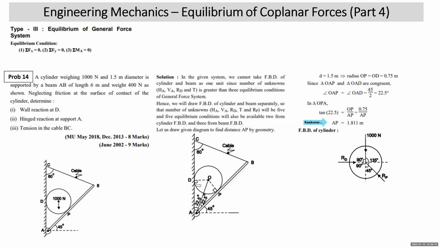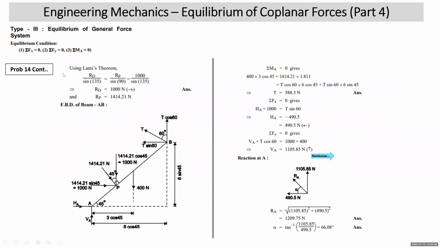All right. Now we first draw the FBD of the cylinder. If I draw the FBD of the cylinder, the weight will be vertically down. The cylinder is supported by a smooth vertical wall, so the reaction RD will be horizontal towards the cylinder. I have marked it. This beam is making 45 degrees with horizontal. The common reaction RP will make 45 degrees with vertical. Here this is a fit case to apply Lami's theorem. RD upon sine 135, RP upon sine 90, and 1000 upon sine 135. Now this is what has been marked over there. Using Lami's theorem, you get RD and RP.